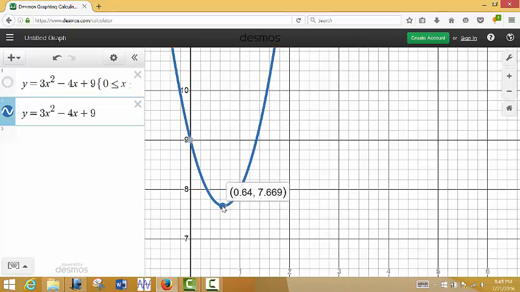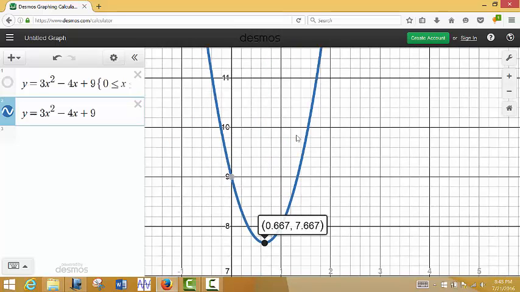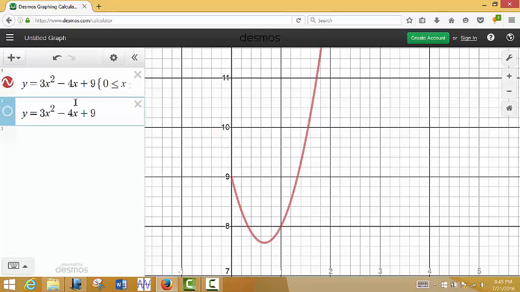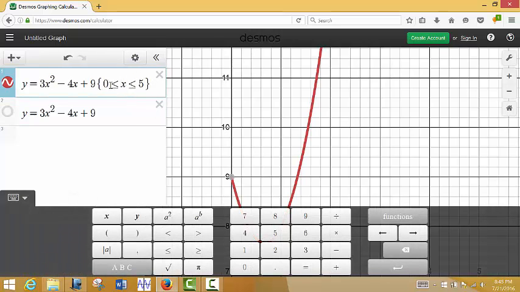The absolute minimum, it looks like, would be about right there. It looks like about 7.6. Now, what happens if we cut this graph off at different locations? Will the absolute max and minimum ideas change? And the answer is yes. So let's hide this one and pull this one up. This one is the original graph, but the boundary lines, the x values, go from 0 to 5, so it's bounded.